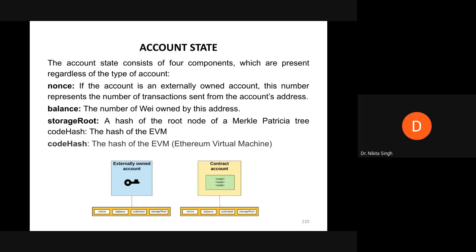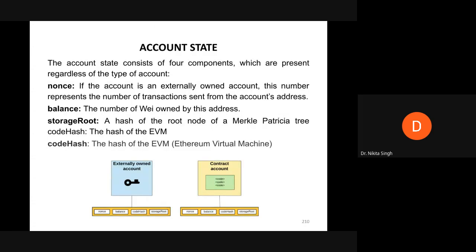Good afternoon, everyone. So, in the previous classes, we have discussed what an Ethereum blockchain is. We have discussed Ethereum wallets and Ethereum accounts. We know that we have two types of accounts, which we have previously discussed: the externally owned accounts and contract accounts. Okay.